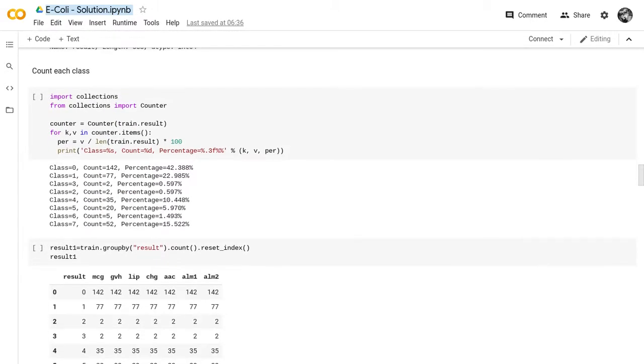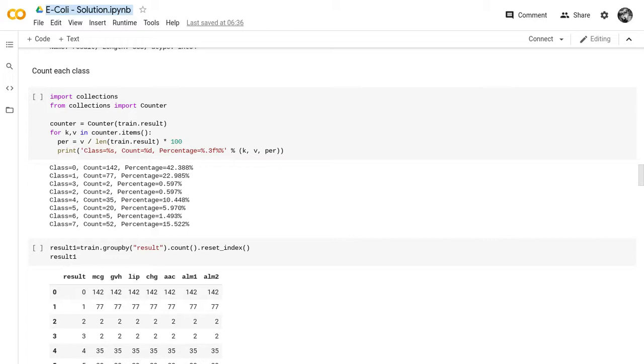One thing we did was we counted each class. So class 0, we had 142. Class 1, we had 77. Class 3, we had 2. Class 2, we had 2. Class 4, we had 35. Class 5, we have 20. Class 6, we have 5. And Class 7, we have 52. So that's how many examples we had of each class. And you notice we had 2 examples of Class 3 and Class 2.